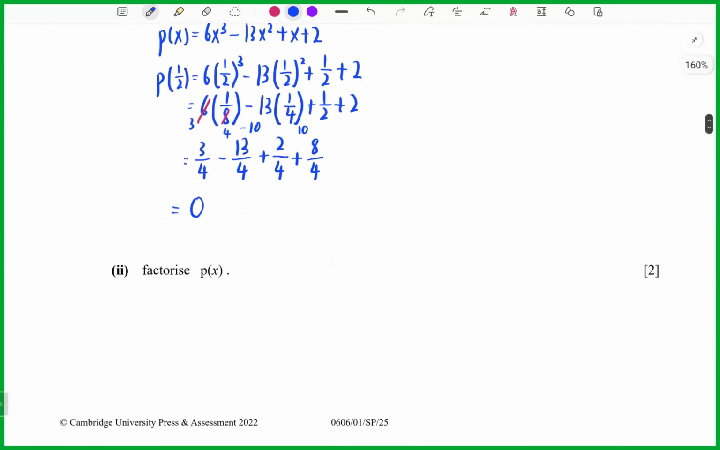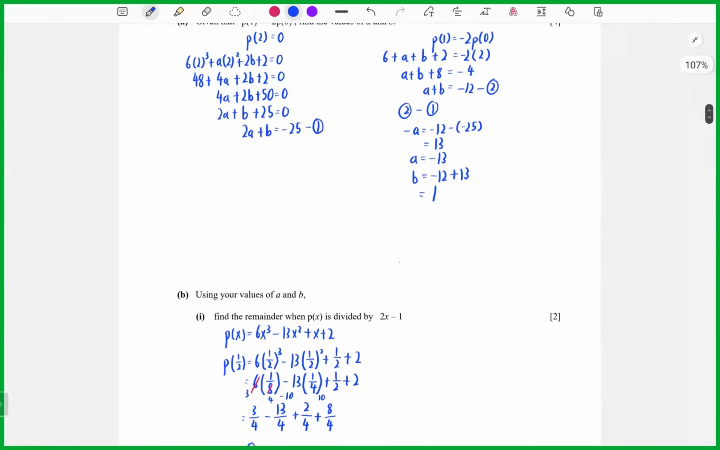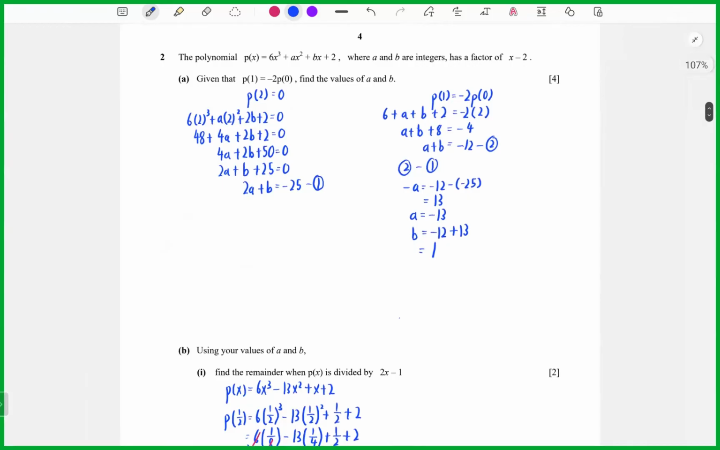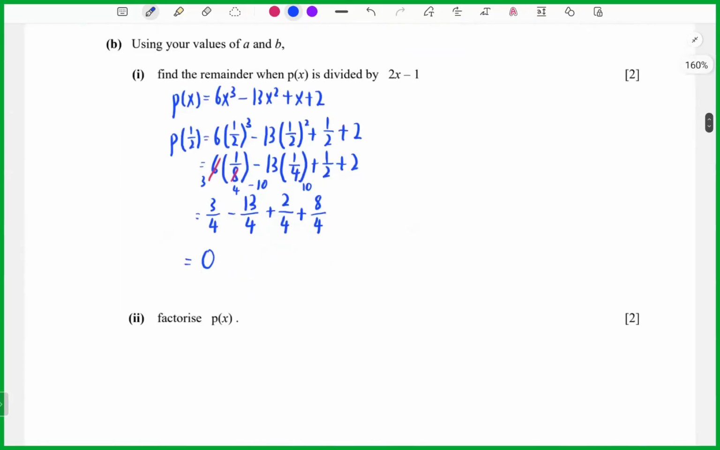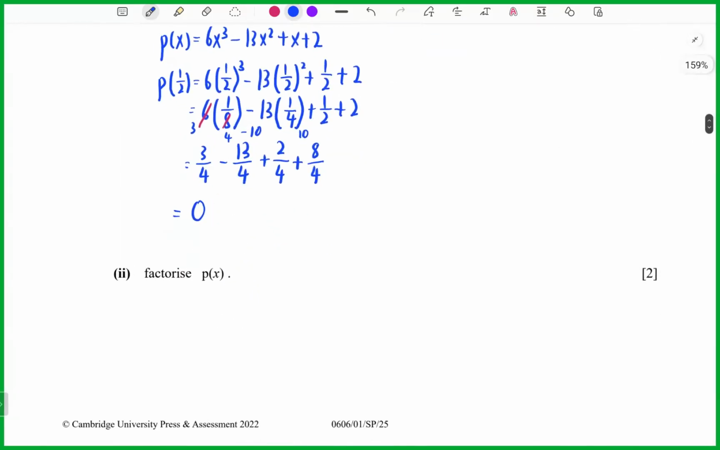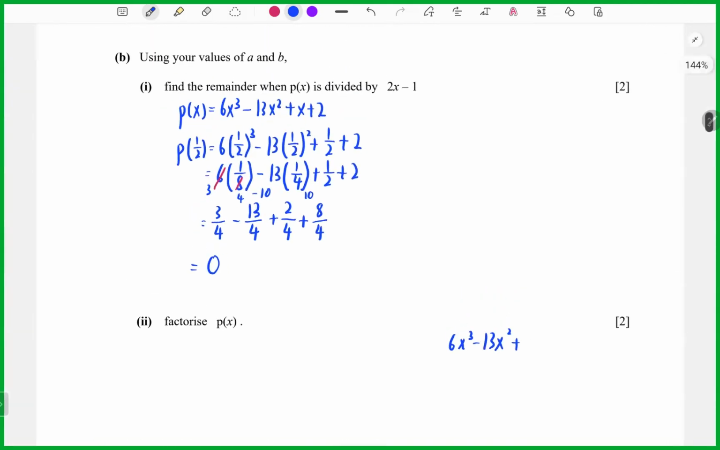So now look at part 2. Factorize the p(x). You can know the two factors here, x squared and then 2x minus 1. Because the space is quite small, I will also use the long division method to solve it. So I can take 6x cubed minus 13x squared plus x plus 2.